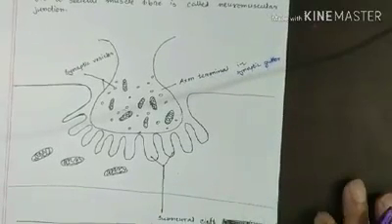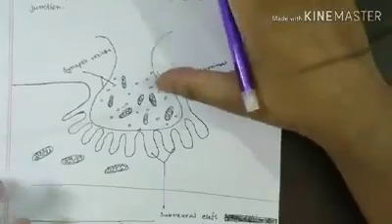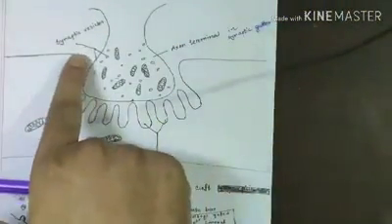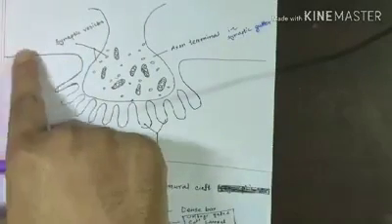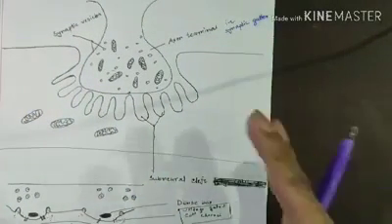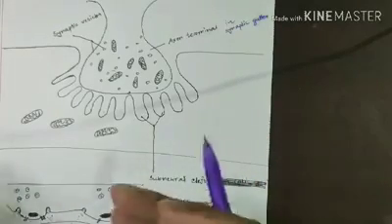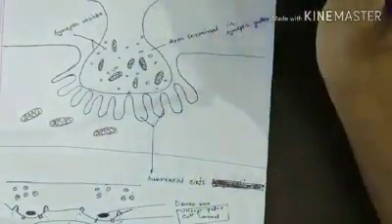The second term is synaptic space. What is a synaptic space? Synaptic space is a space between the axon terminal and the membrane of the muscle fiber. Now what is another term?